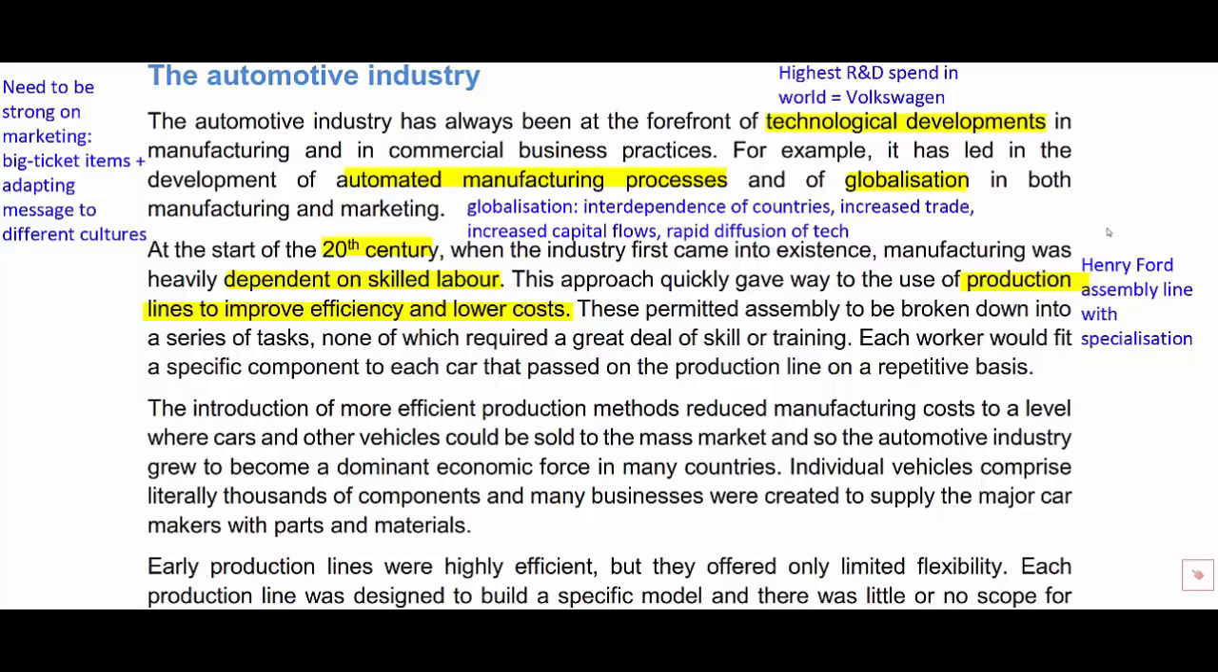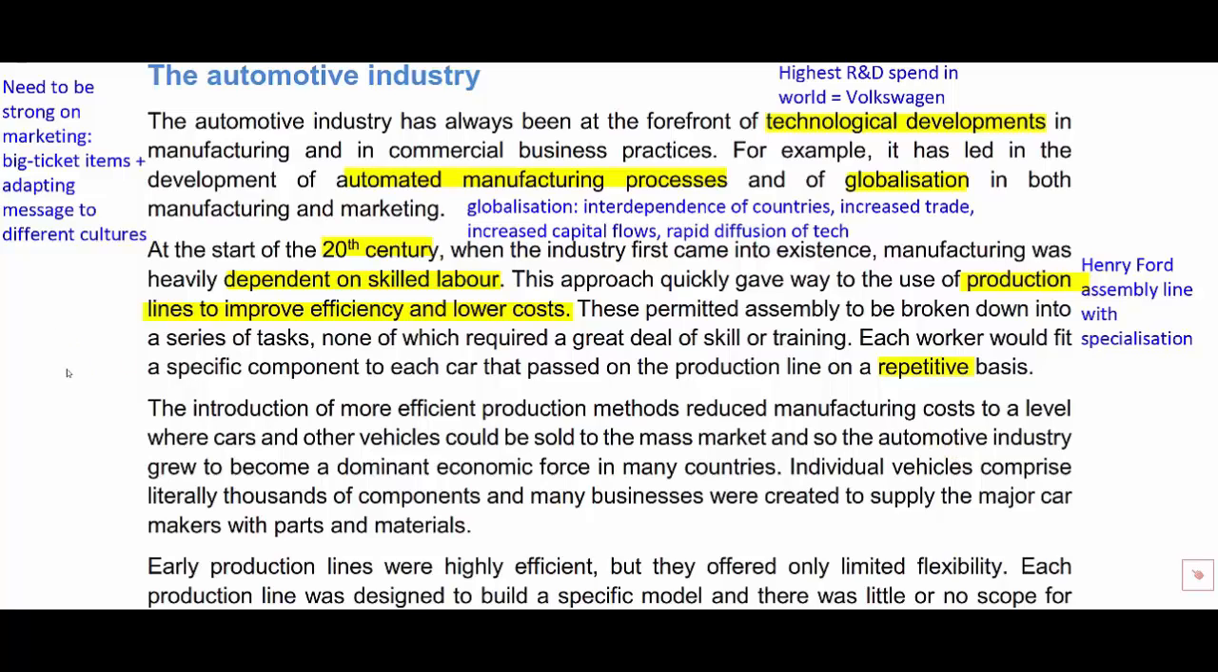Okay, so we're told then that each worker would fit a specific component of each car that passed on the production line on a repetitive basis. So that is one of the drawbacks of these assembly lines, that they're quite repetitive. The work can be quite dull. We'll see in a while though that a lot of the heavy lifting and a lot of those dull repetitive tasks are now being outsourced to robotics, and that is an interesting development which we'll look at shortly.